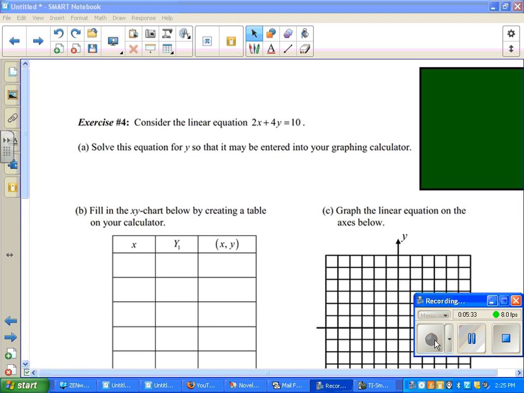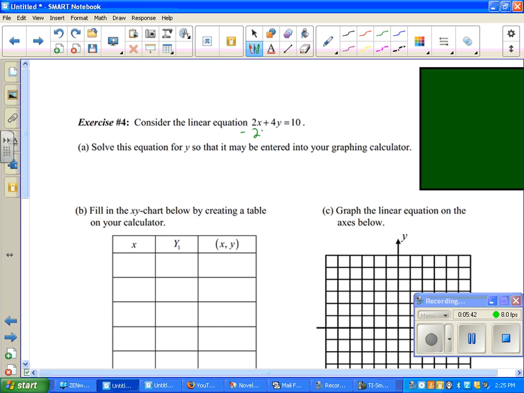Who wants to tell me the first thing to do to solve for 2x plus 4y equals 10? They're saying subtract the 2x from both sides. Not bad. I can bring the 4y down. Now what do I write down?